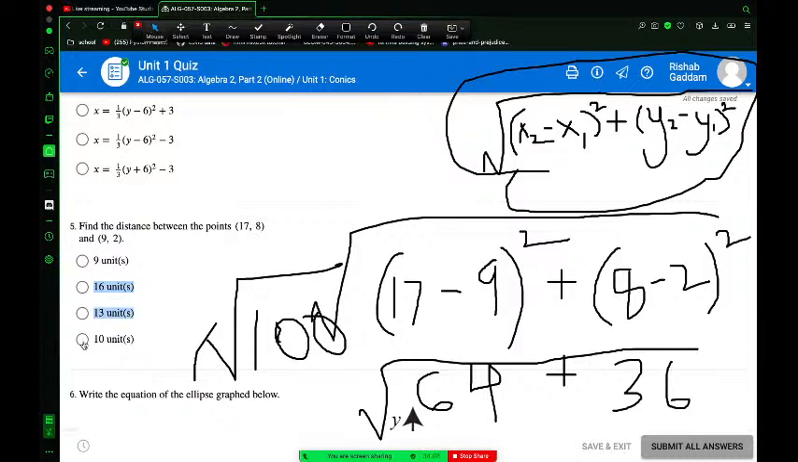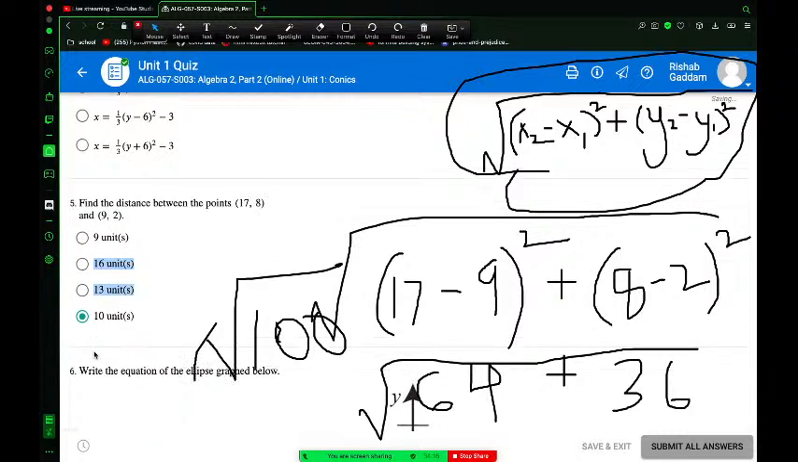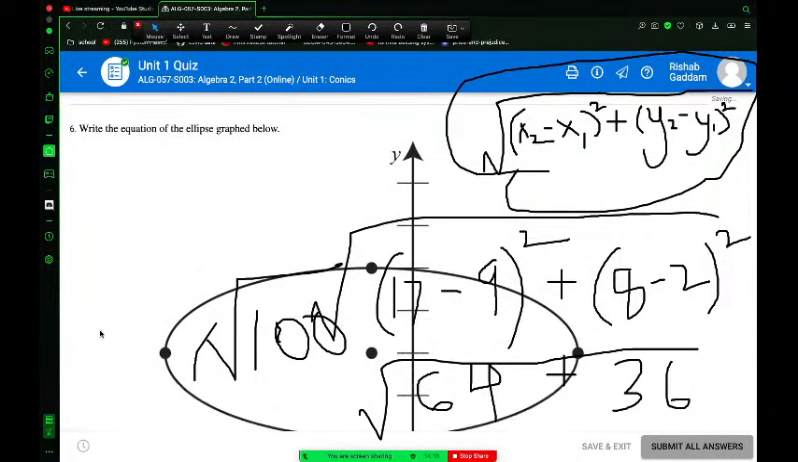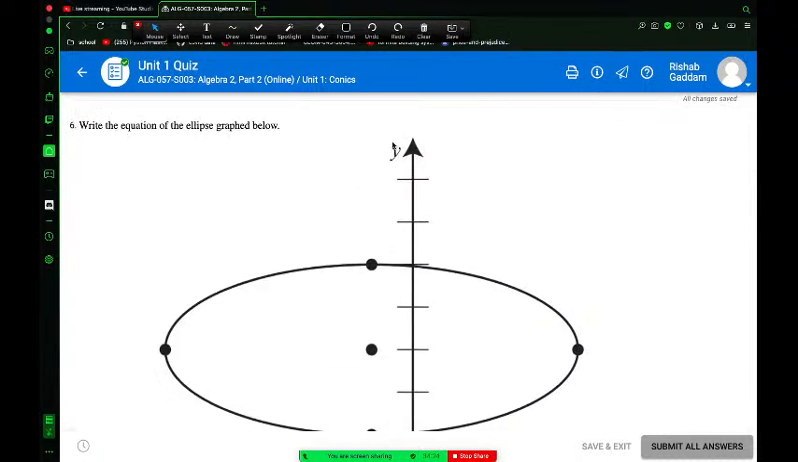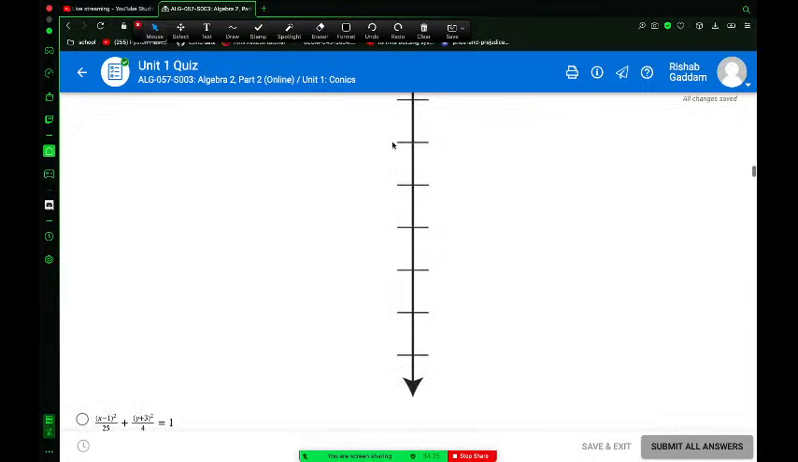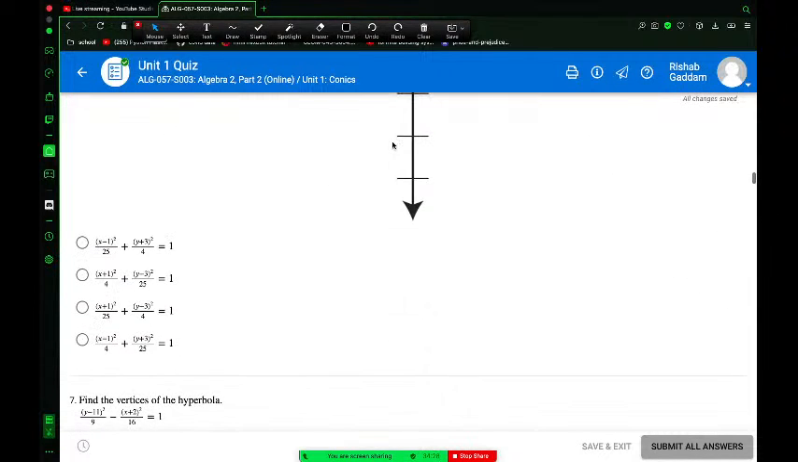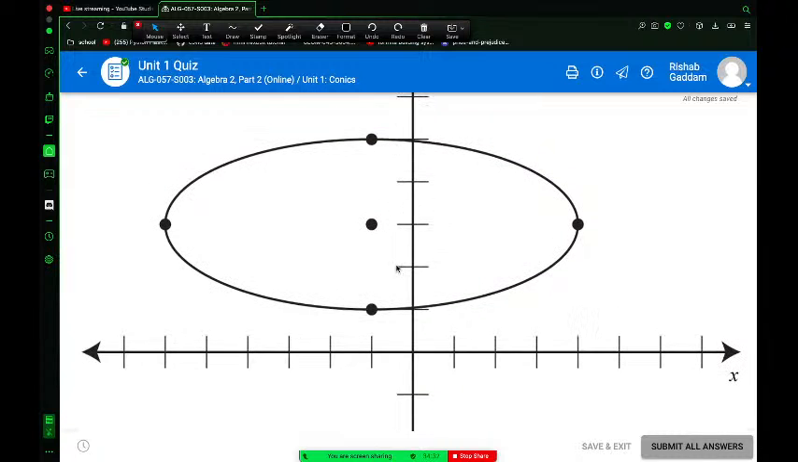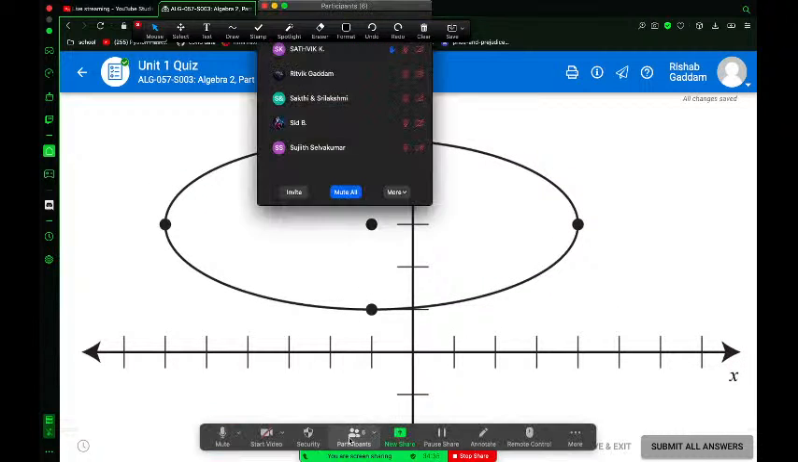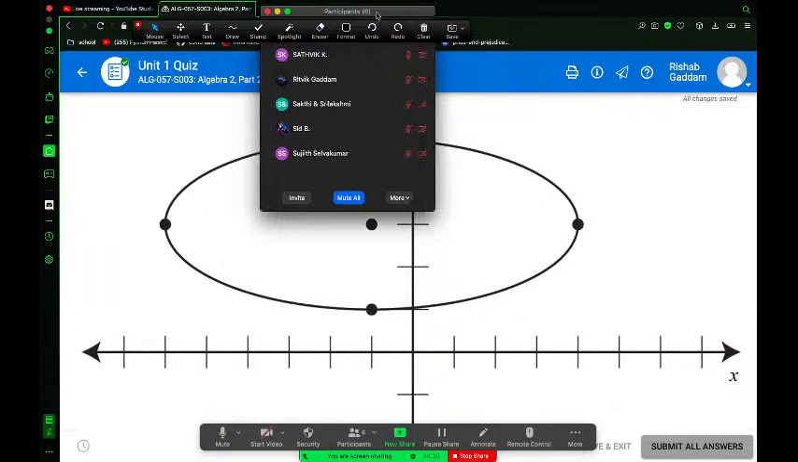So all of you did a good job. Write the equation of the ellipse graphed below. Let's see. Is it super hard? Well, it's really not that hard at all. So if you want to do this one, then raise your hand.